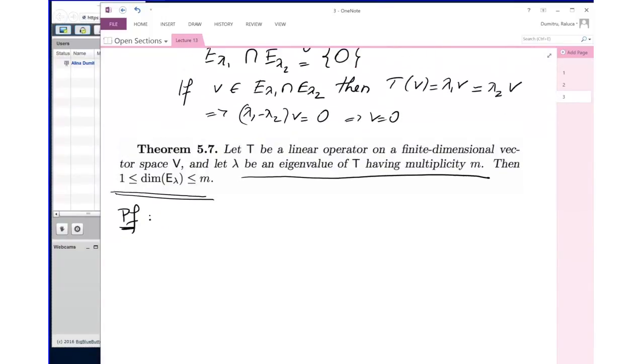So let's say that V is a vector space of dimension n. First of all, this m, which is the multiplicity of lambda, is at most n. Does that make sense? Why? Why should the algebraic multiplicity of an eigenvalue be at most n? Think about a characteristic polynomial. What degree does it have? n, right, the dimension of the space.